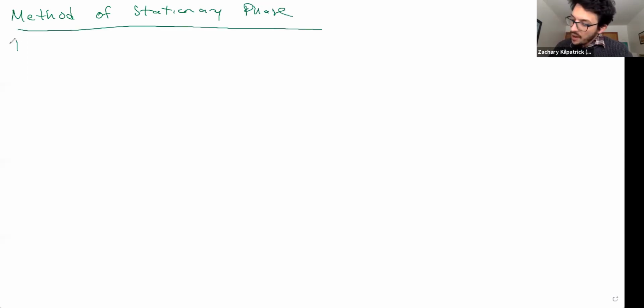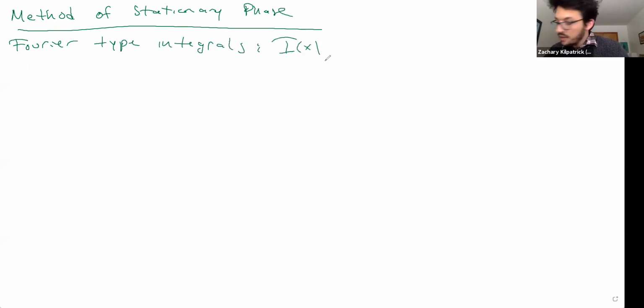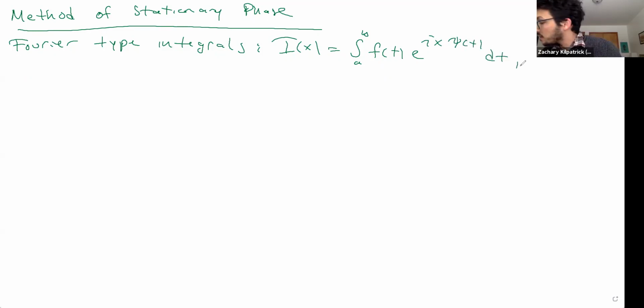The idea is if you have some oscillating function that's oscillating rapidly, then the regions where it oscillates rapidly will tend to cancel each other out, because if you have this first part of your integrand product and it's continuous, then the adjacent values will tend to cancel each other out for the positive and negative lobes of this complex exponential.